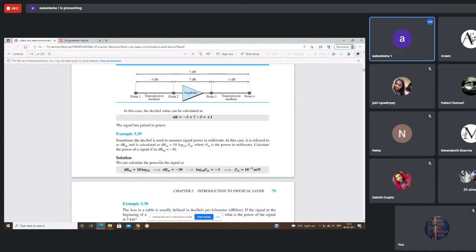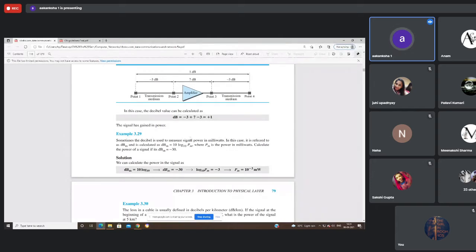So if you would like to compute it like this, you have to calculate the power of a signal in milliwatts if the dBm, decibels of milliwatts, is equal to minus 30. So how will you compute? dBm is 10 log 10 PM, where we know that this is minus 30. So minus 30 is equal to 10 log 10 PM. So minus 30 is basically 10 log 10 of PM.